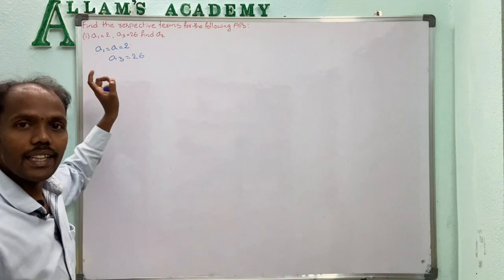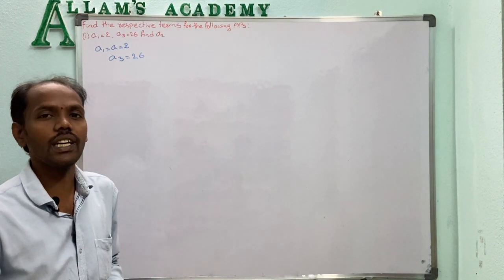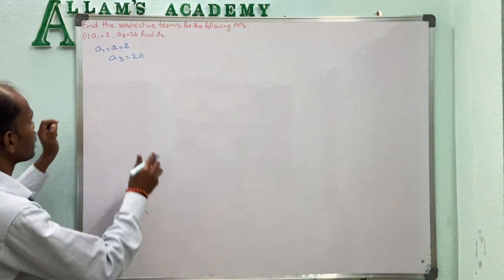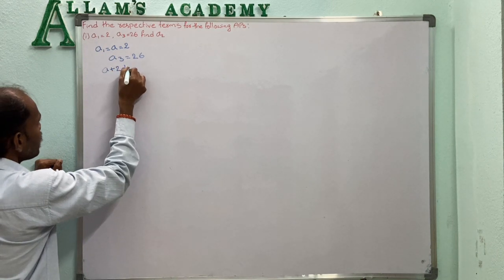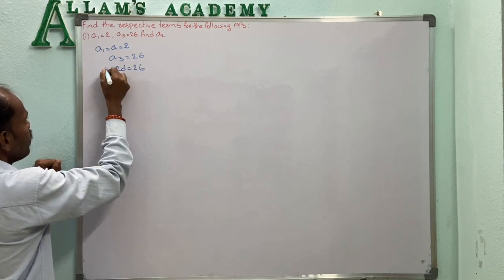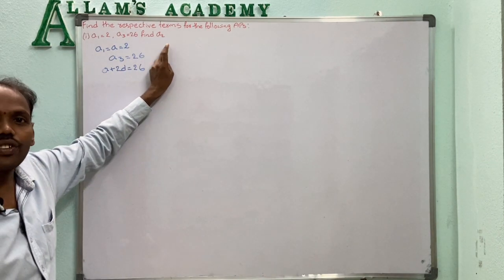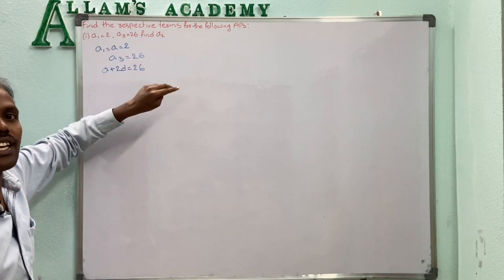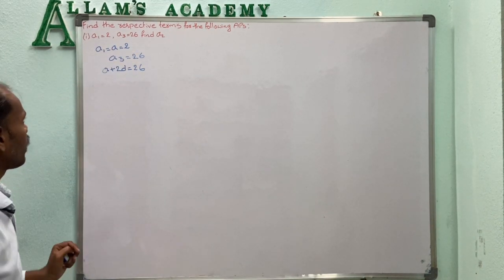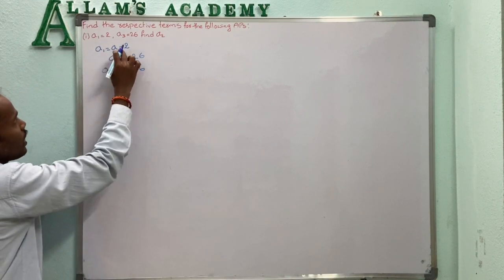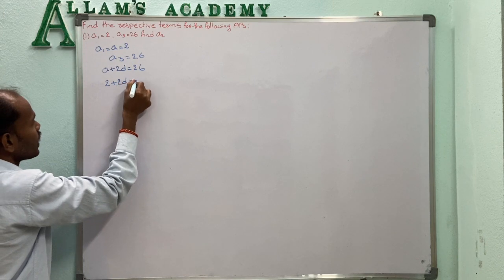So by the general form, an equals a plus (n minus 1) into d. So A3 can be written as a plus 2d. So a plus 2d is equal to 26. Now from this we find the d value, then A2 is nothing but a plus d. So that d value is added to a, then we get the A2 value. Now the a value we know is 2. So 2 plus 2d equal to 26.